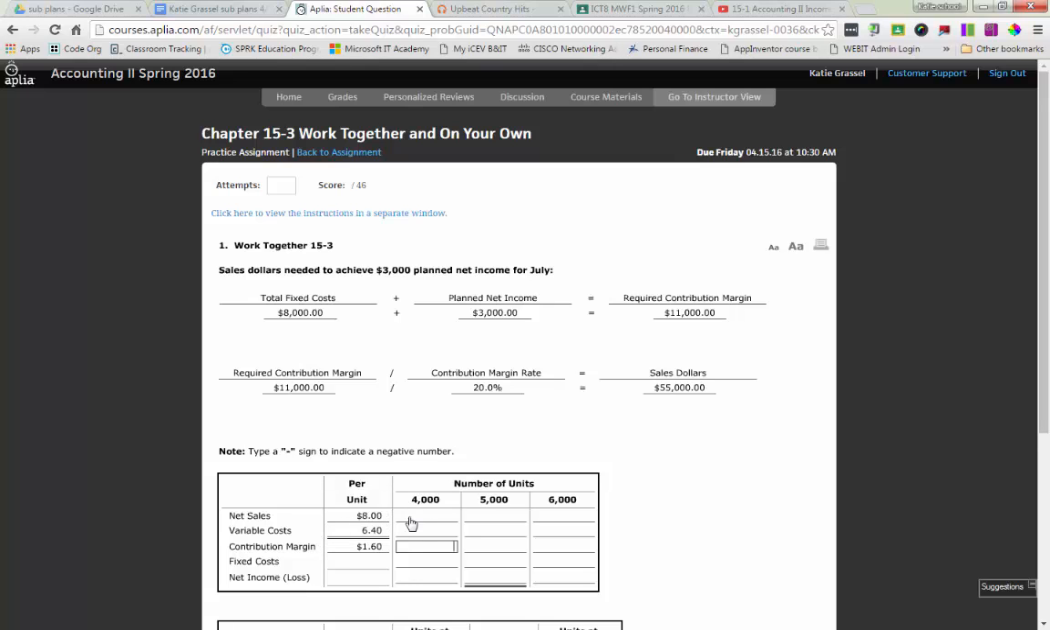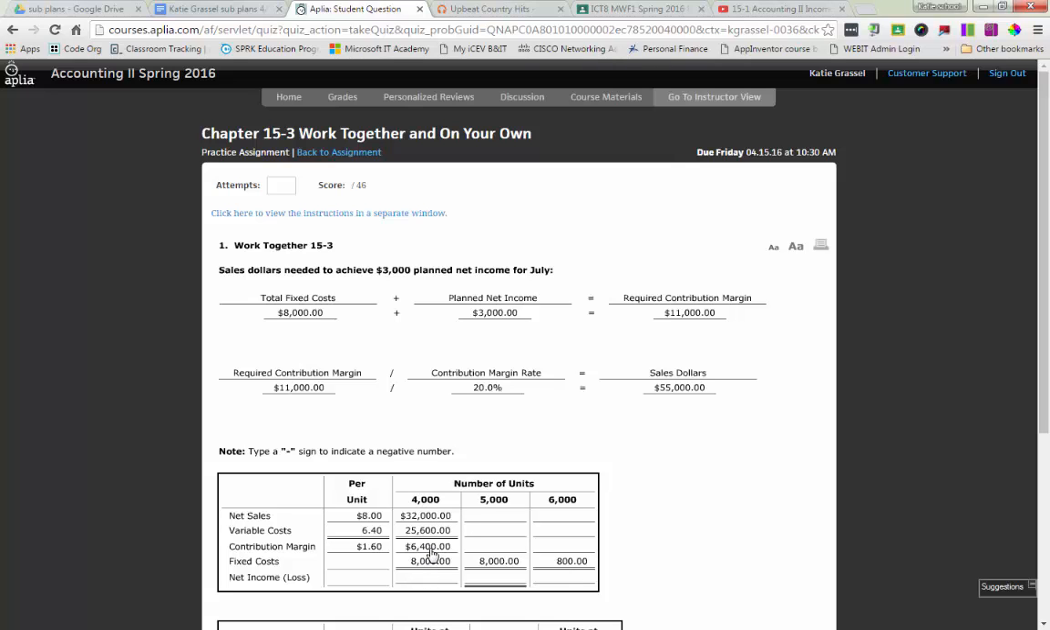So we have to get our net sales here for 4,000 units. I'm going to take 4,000 times $8, and that's going to give me $32,000. Same thing for my variable cost, 4,000 units times 6.40, and that's going to give me 25,600. Then I'm going to take 4,000 times 1.60, and that's going to give me 6,400. Now my fixed cost is 8,000, and it doesn't matter how many units I sell, my fixed costs are always going to be 8,000.